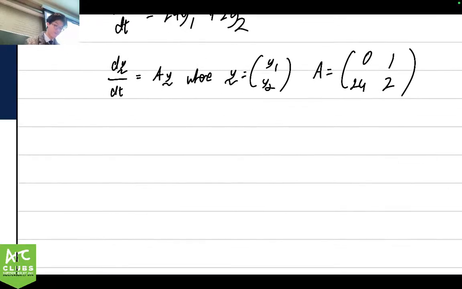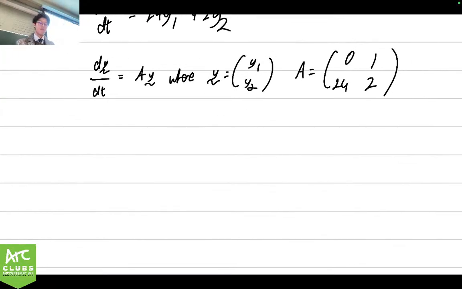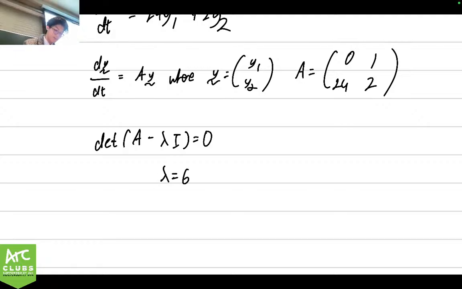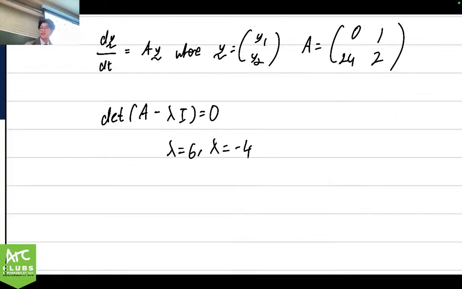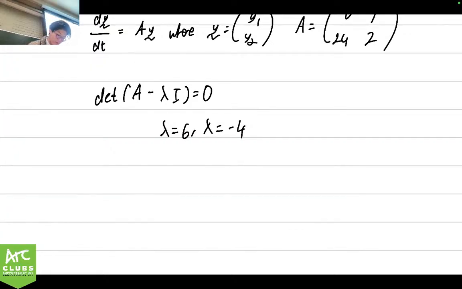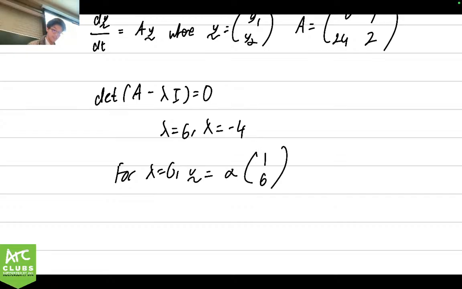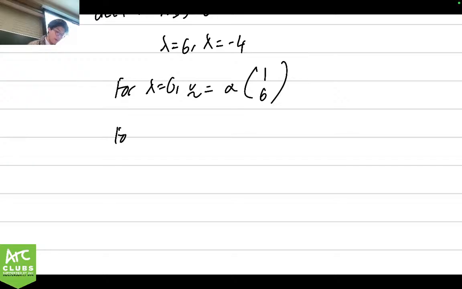So now if we solve for the eigenvectors of this system, computing the determinant of A minus lambda I equaling 0, we'll find that our eigenvalues are lambda equals 6 and lambda equals -4. And so this will give our eigenvectors. For lambda equals 6, we'll have our eigenvector alpha times 1, 6, so just some scalar times that. And then for lambda equals -4, we'll have v being alpha times 1, -4.